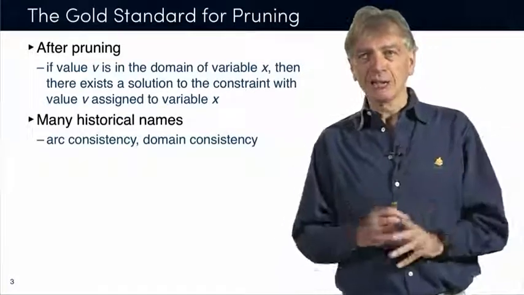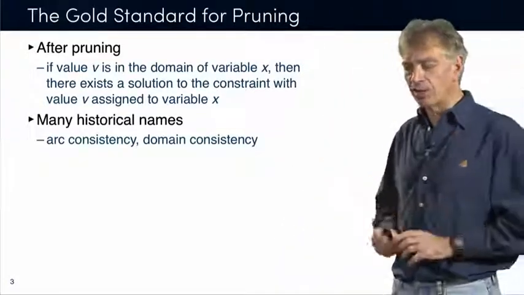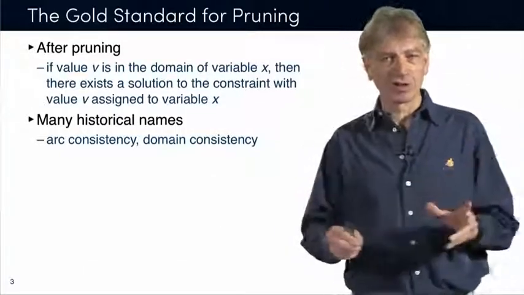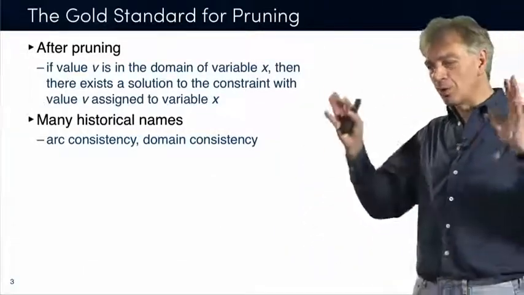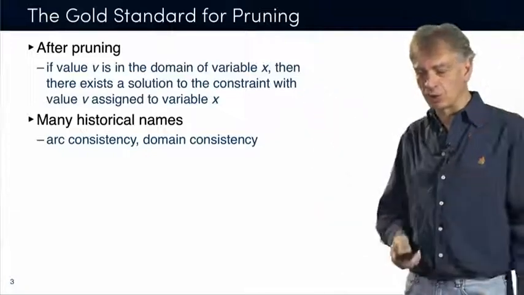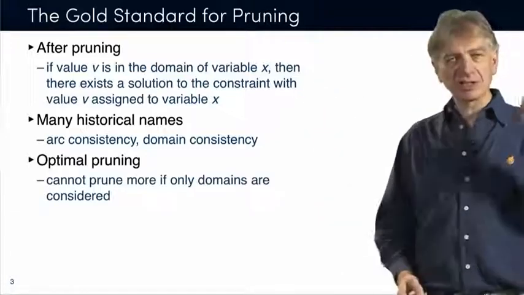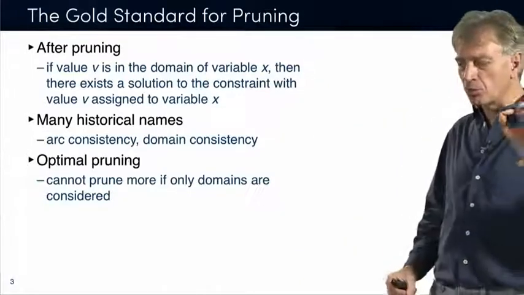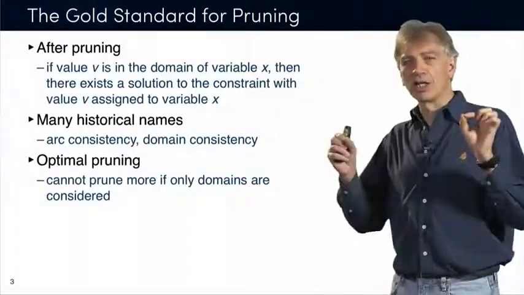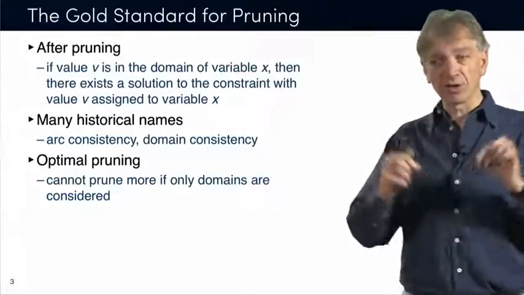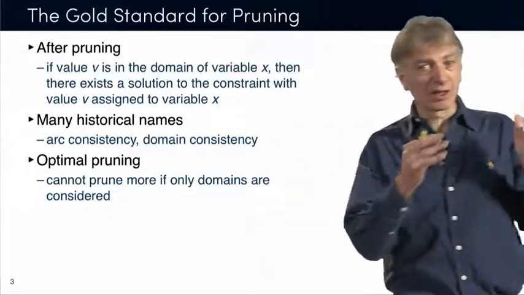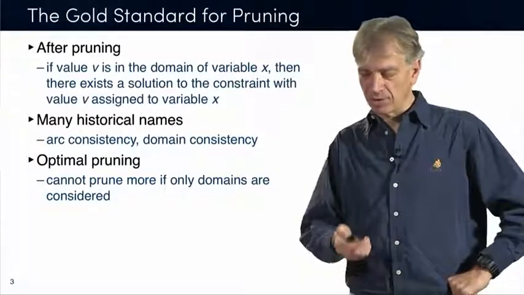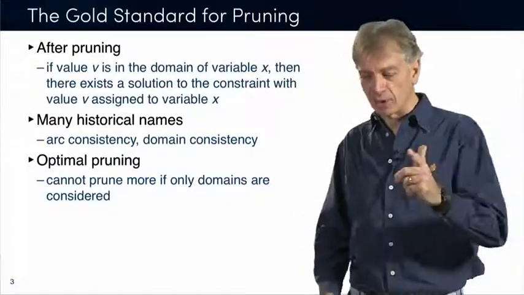Now, historically, there are many names for that particular golden standard: arc consistency, domain consistency. We don't worry about those. We know that we have this golden standard that we want to achieve. In a sense, that golden standard is basically capturing what it means to prune optimally if you only have the domains. If you have only the domains and the constraint, there is no way you can have a better pruning. So this is the notion of optimality that we have here.